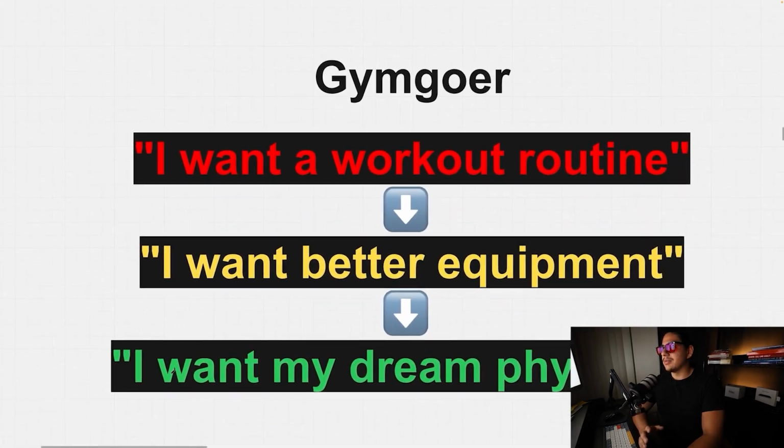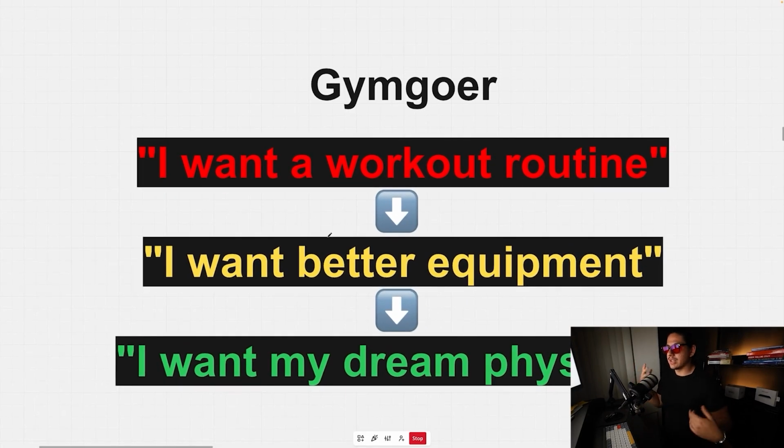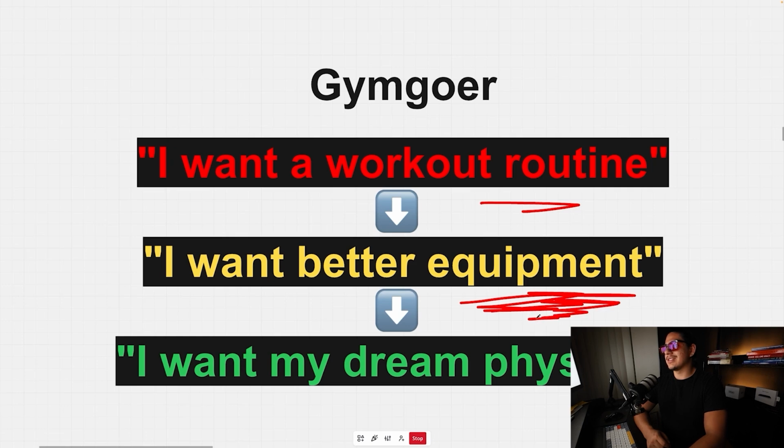Now, I'll just give you an example of this so we're on the same page here. It's kind of like take your average gym goer that's just getting started, right? They start off and they have this idea, I want a workout routine, maybe a meal plan, a certain diet. That goes well for them. Maybe they see a little bit of progress, but they're still not happy with the results. So then they develop this idea that they want better equipment and they think that's what's going to solve for them.